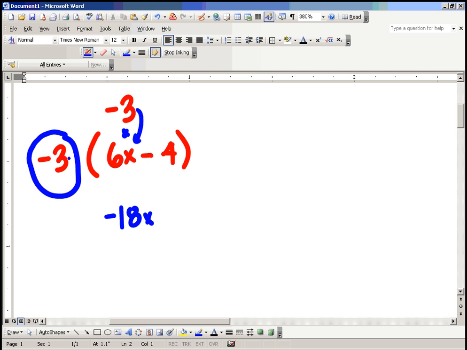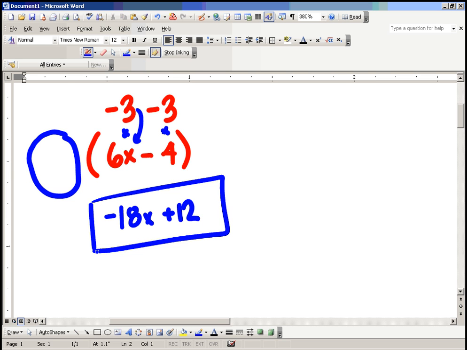Now notice I still have another -3 out there. What am I going to do now? I will still go ahead and distribute that to this one right here. Now when that happens, all that I'm going to do is again multiply -3 times -4, and we know that the answer is +12. I look at this and I say, well, there's no other terms that are the same, therefore this is my simplified form.